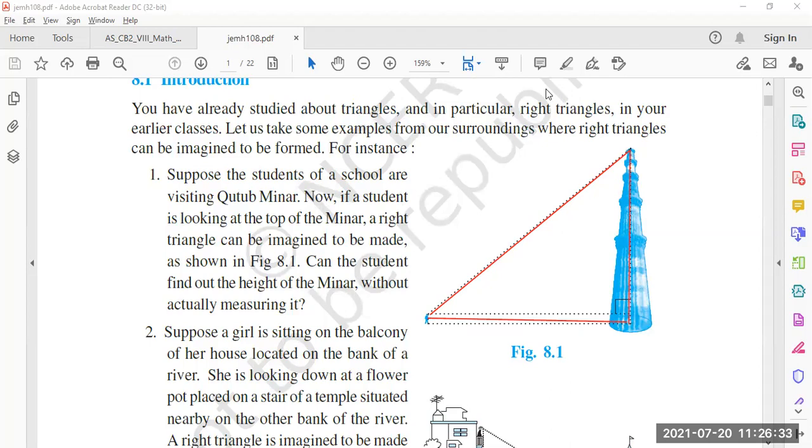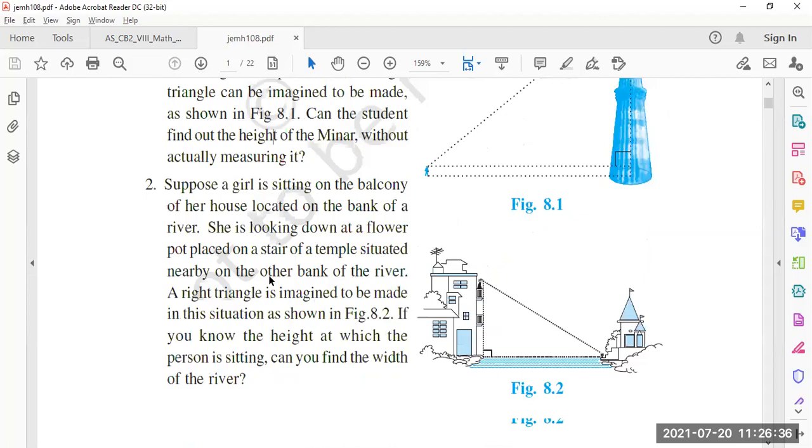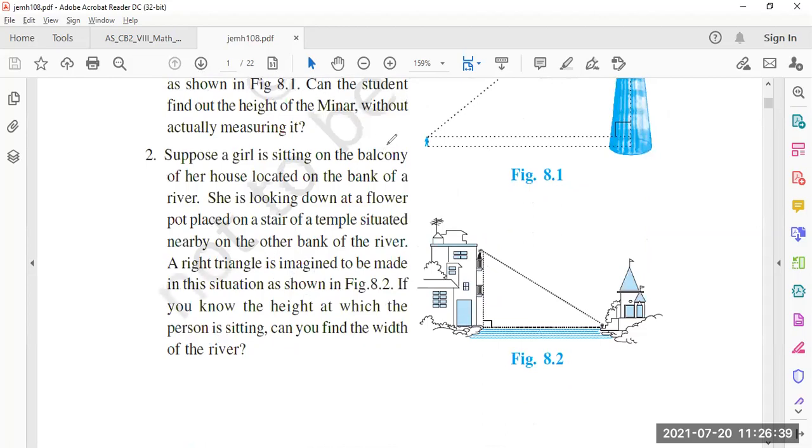So that's one situation. We also discussed another situation: a girl is standing on the balcony of a building on one side of a river bank, and there is a temple on the other side of the river, with a flower pot placed in front of the temple. The girl, standing on the balcony on the second story of the building, is looking at the pot, so she is looking down. When she looks down, it is not vertical, it is a slanting direction.